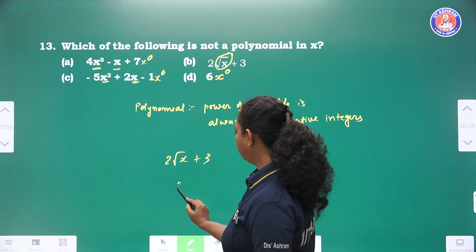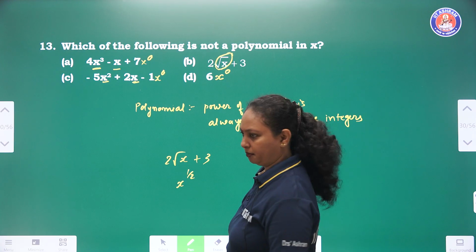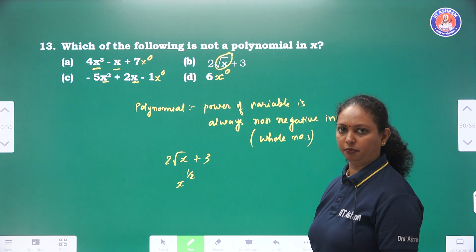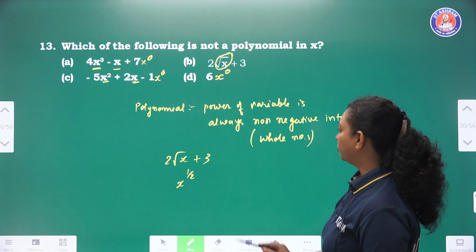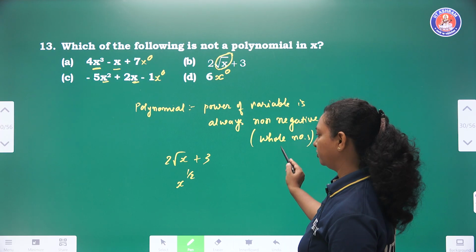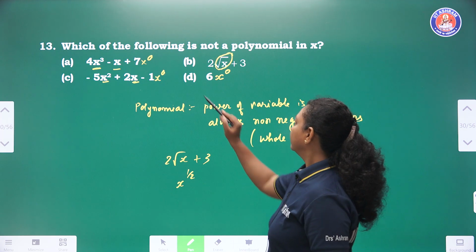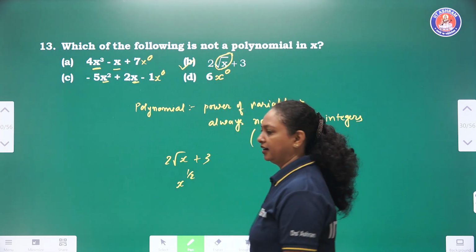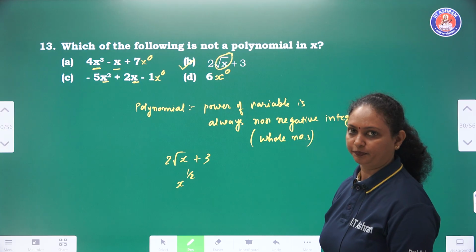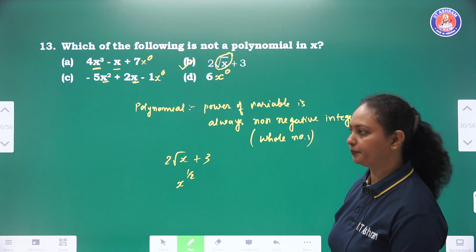So what is the power of x? x to the power 1 by 2. इसको हम exponential form में 1 by 2 लिखेंगे, right? So 1 by 2 is whole number? No, 1 by 2 is not a whole number. Therefore, option number B, that is not a polynomial. Clear? बहुत easy है.